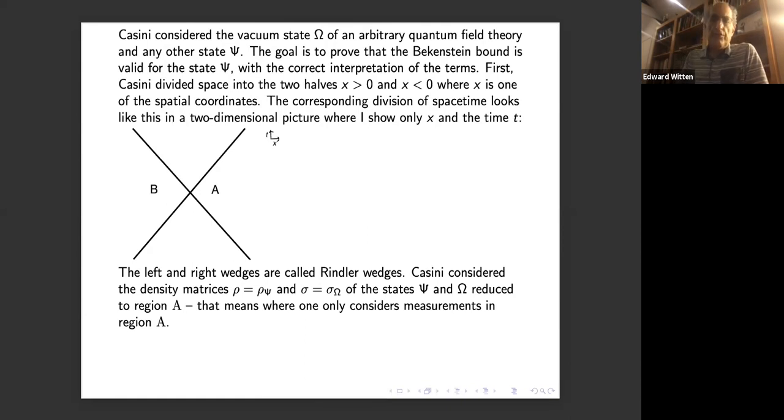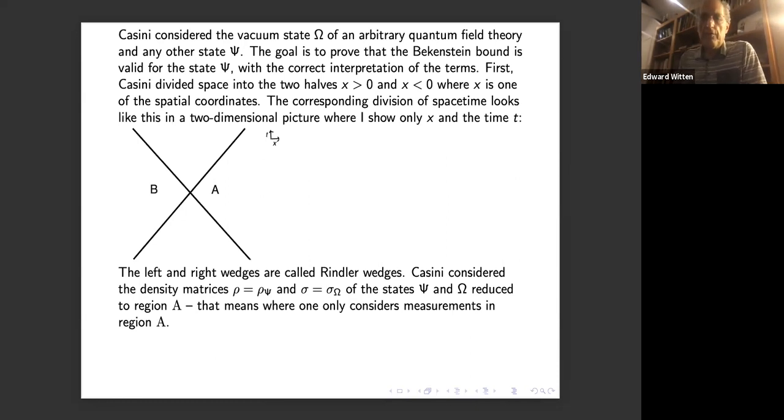So Casini considered the density matrices of the vacuum state omega and some other state psi, reduced to region A. That means when one only considers measurements in region A. The way I said the same thing 2 days ago was I considered an initial value surface, because operators can always be, by solving the Heisenberg equations of motion, expressed in terms of operators at time 0. And therefore, instead of talking about measurements in the whole Rindler wedge, we could talk about measurements at time 0 in that wedge, which is the way I expressed the thought 2 days ago.